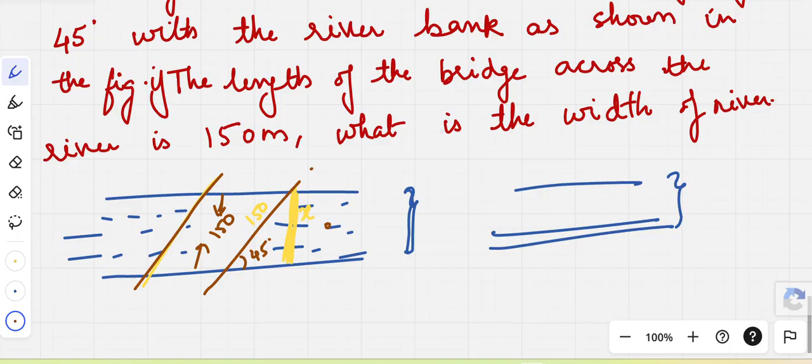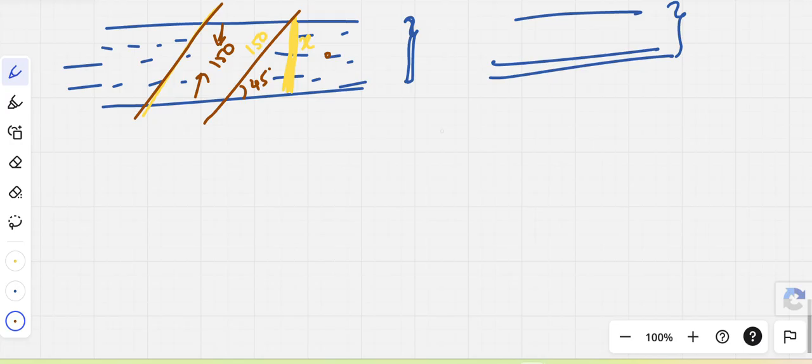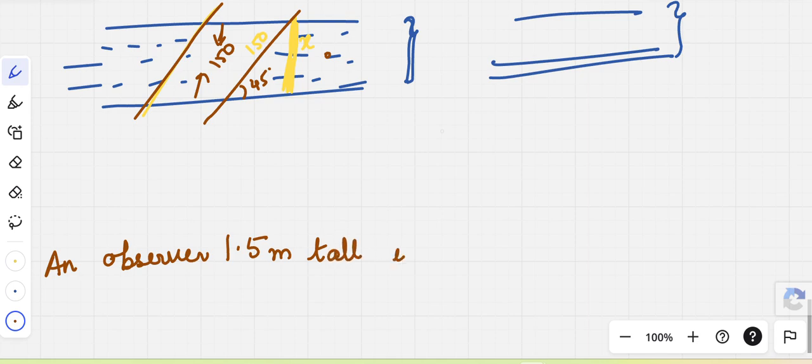Figure it out, guys, and tell me what is the width of the river. Has anybody found it? Is it 75 root 2? 75 root 2 is absolutely correct. Did everybody get it?